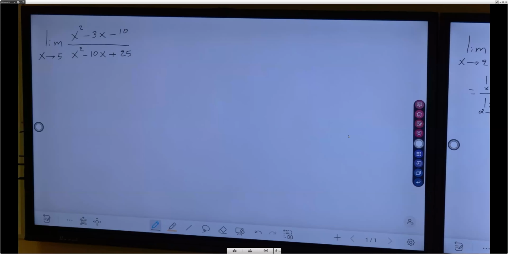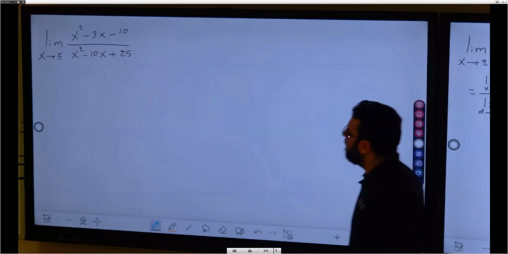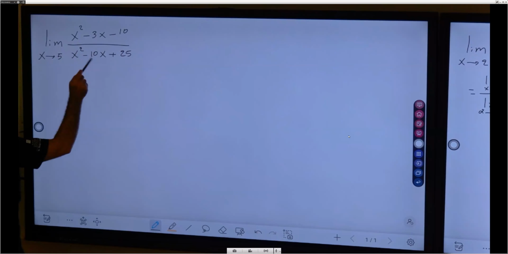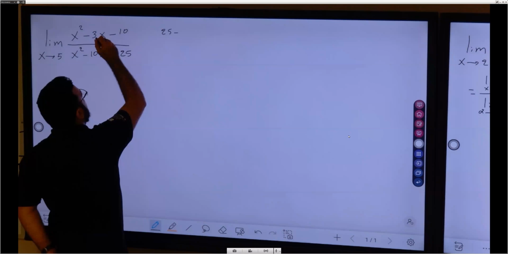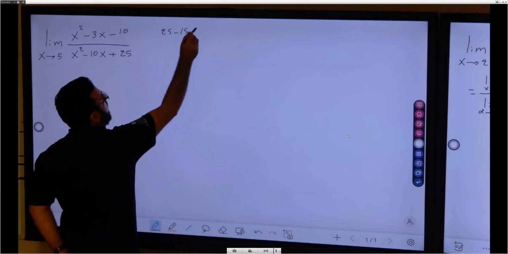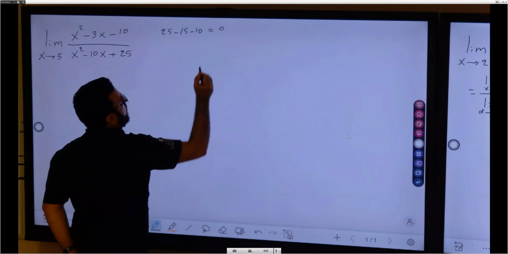We're going to do the same thing. So you can say, okay, I have polynomial on the top and polynomial on the bottom, right? So my way to solve it, I'm just going to plug in the number. So if I plug in 5 here, it's going to be 25 minus, plug in the 5 here, which is 25. 3 times 5 is 15 minus 10. The result on the top is 0.